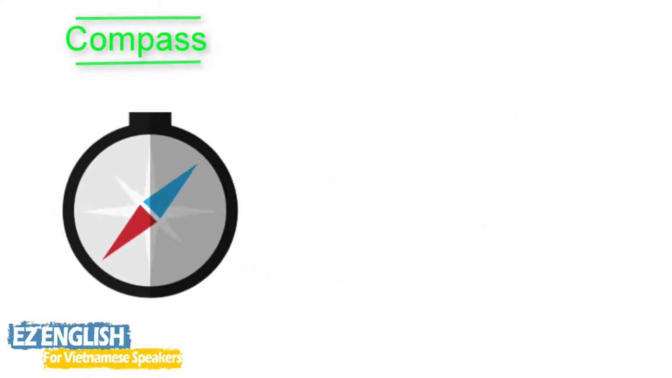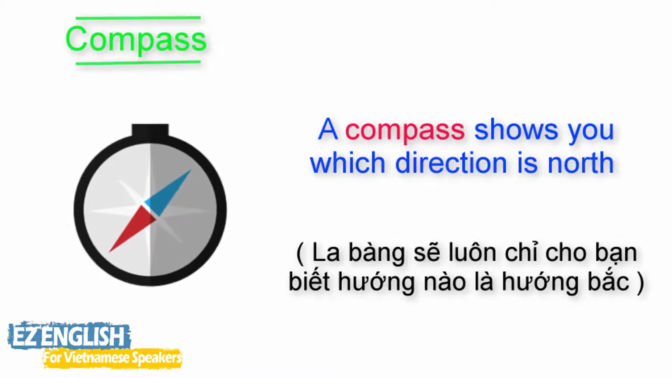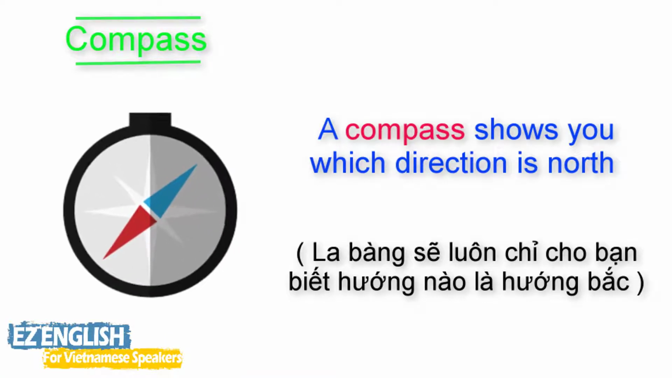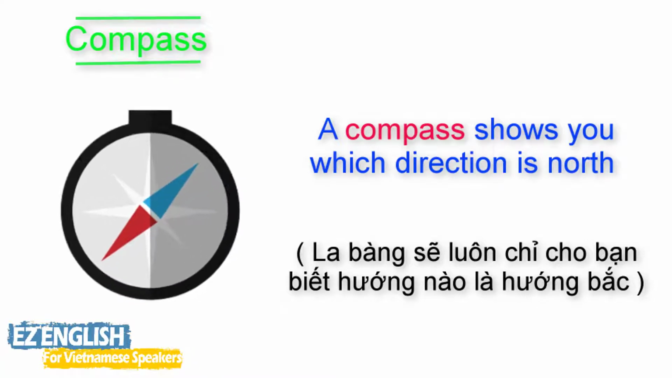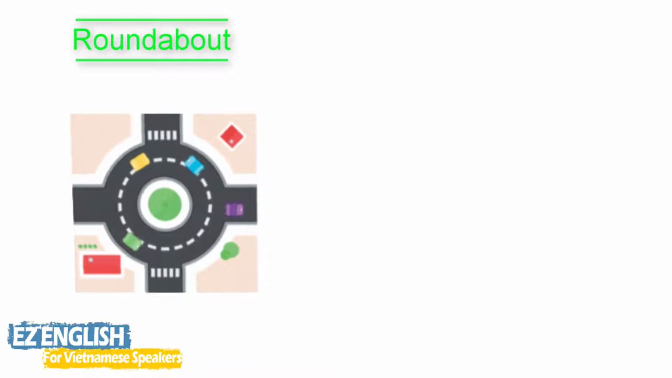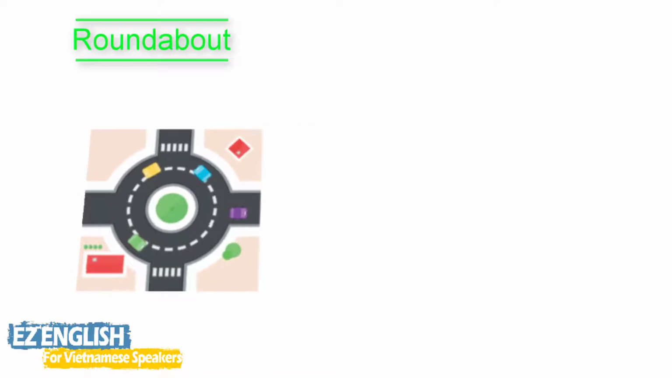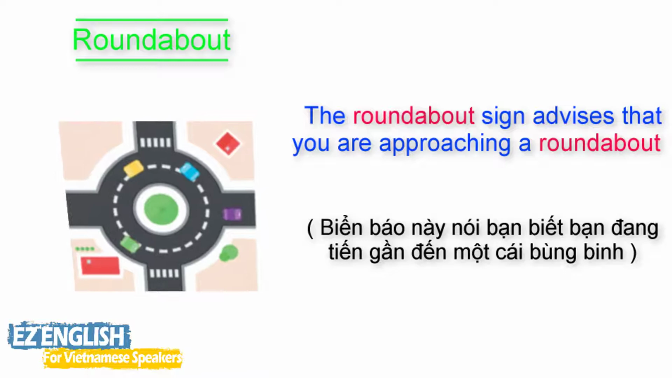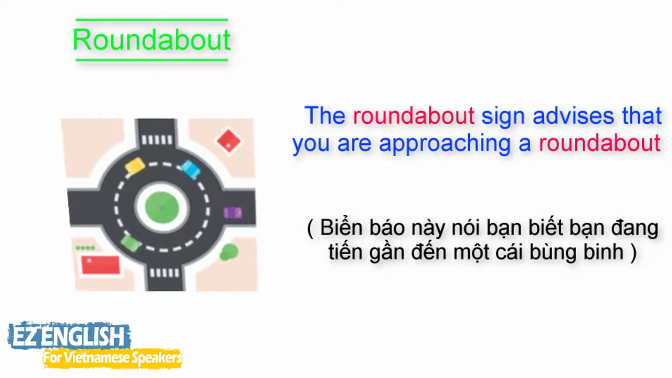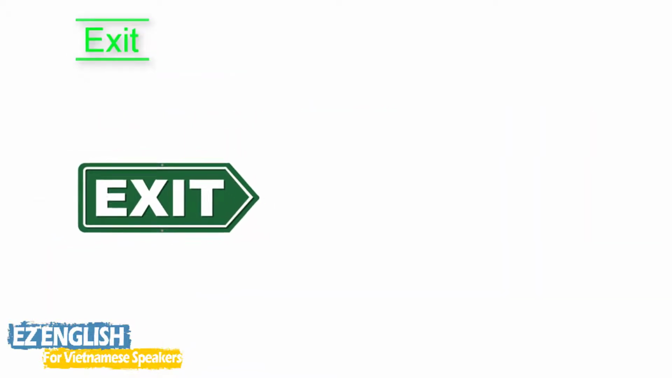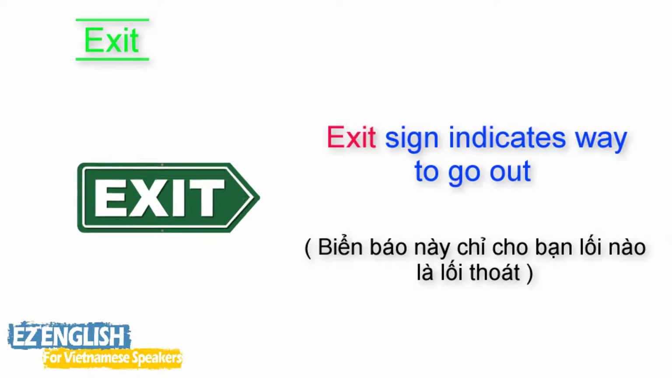Compass. A compass shows you which direction is north. Roundabout. The roundabout sign advises that you are approaching a roundabout. Exit. Exit sign indicates way to go out.